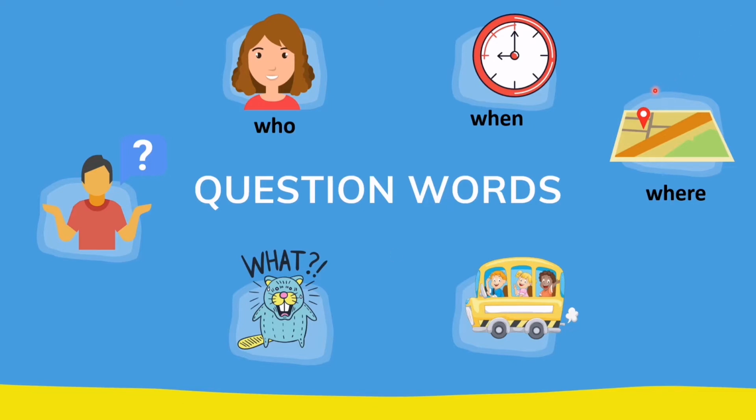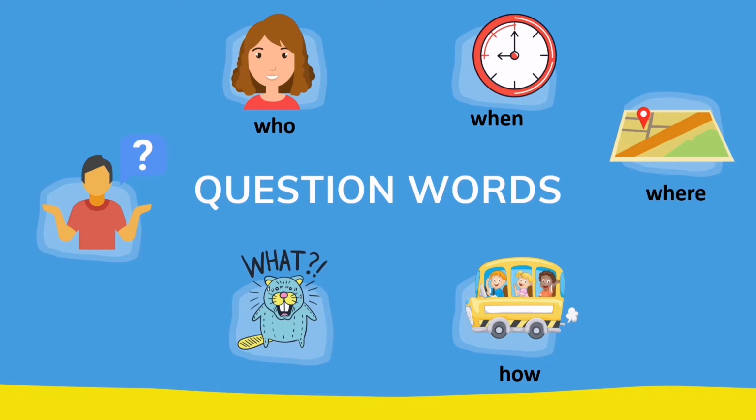Nampak tak? Ada macam GPS punya pin kat situ kan? Dia nak tahu dekat mana. Where do you want to go? Kat mana awak nak pergi? I want to go to hospital, for example. Okay? Understand? Alright, now let's proceed to the next one.